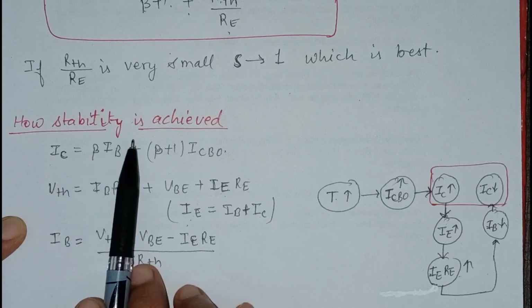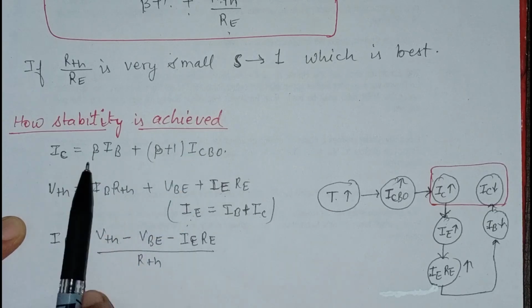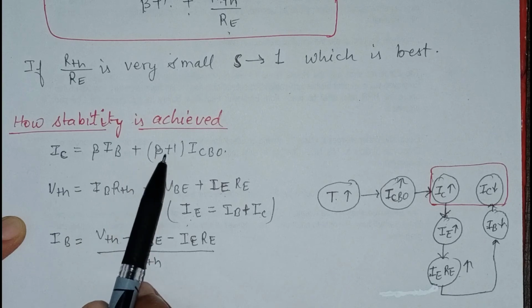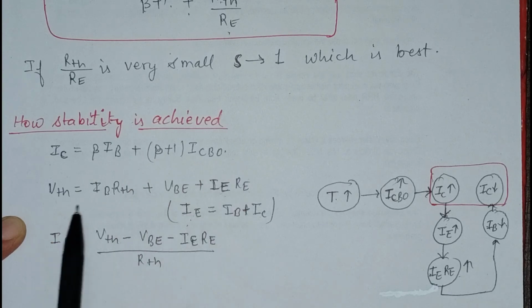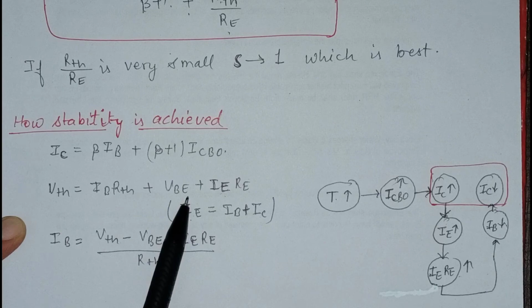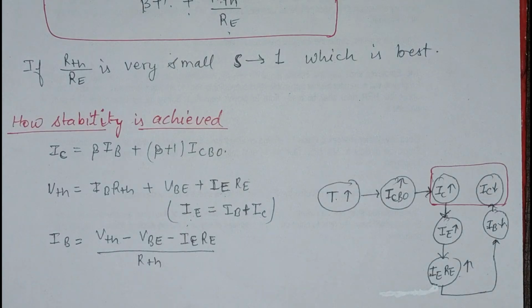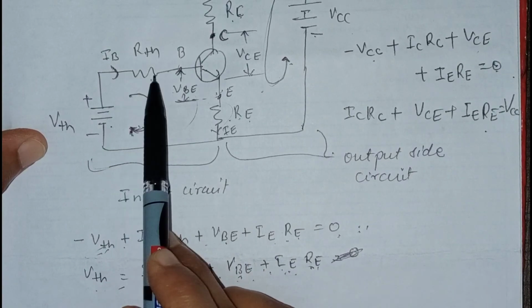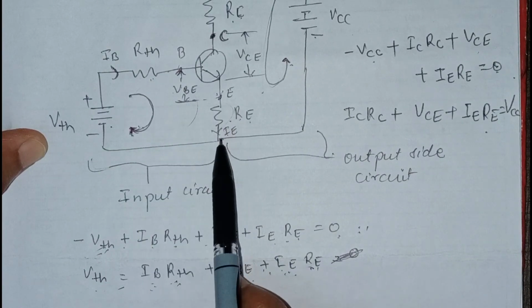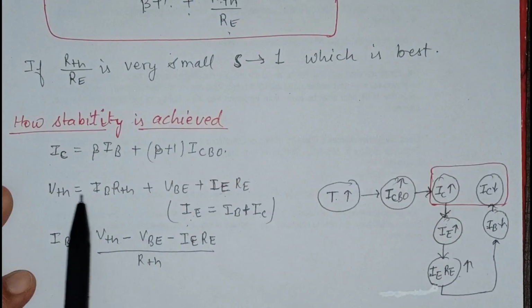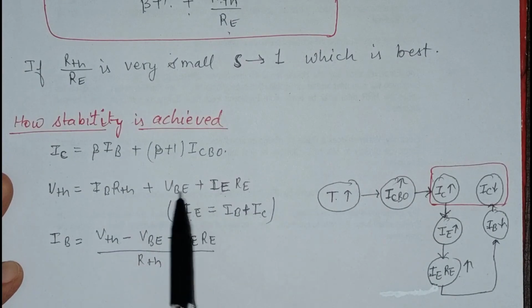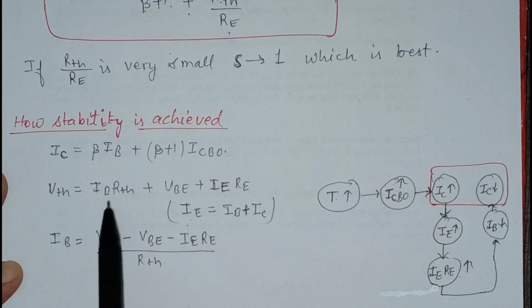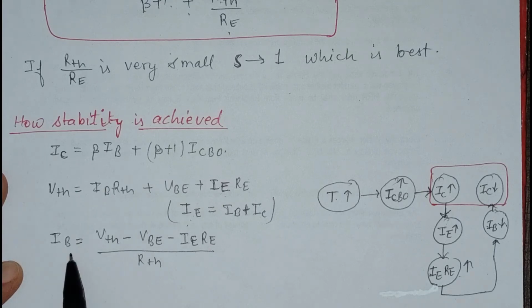Now we will see how stability is achieved in this method. We know IC equals beta IB plus (beta plus 1) ICBO, and again we will write the loop equation for the input section. This is the loop equation for the input section: VTH equals IB into RTH plus VBE plus IE into RE. Now we will take this term and this term on this side and find the value of IB. So the value of IB equals (VTH minus VBE minus IE into RE) upon RTH.